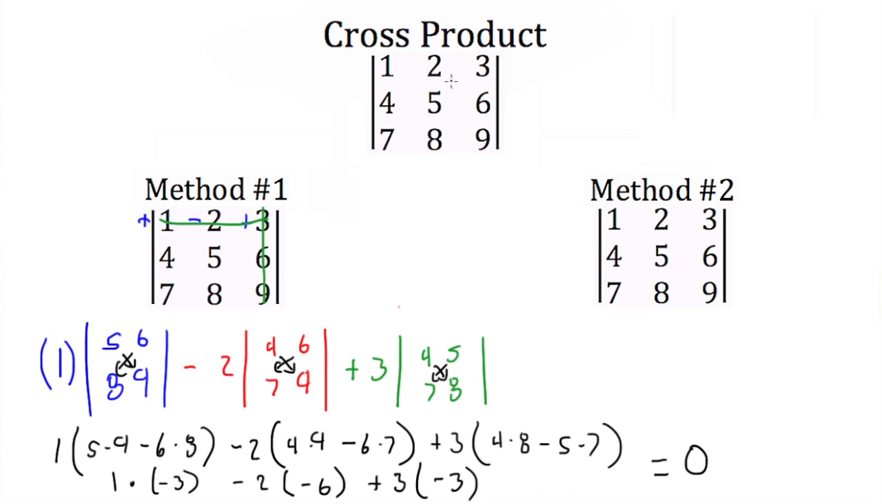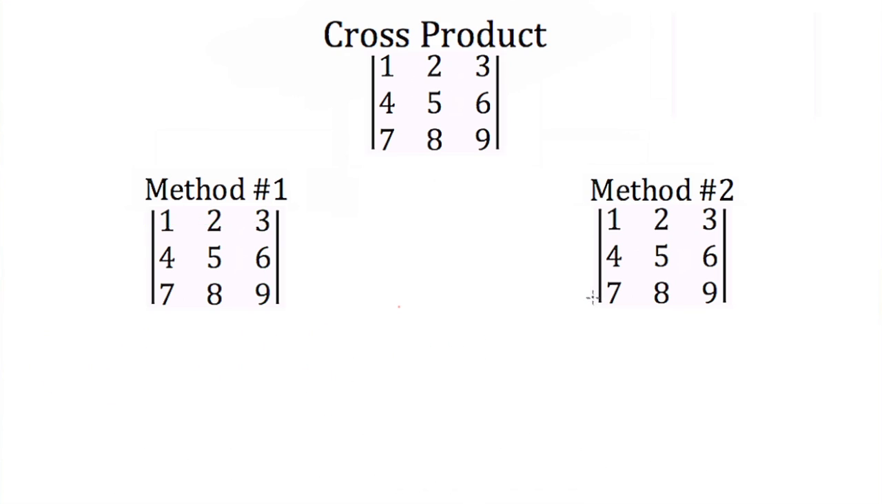Now let's try our second method. And let's make sure we come up with the same answer. Using the second method, I take my first two columns and I copy them over next to my matrix. Then I multiply in a downward and to the right diagonal. And everything I multiply along these diagonals I add together.